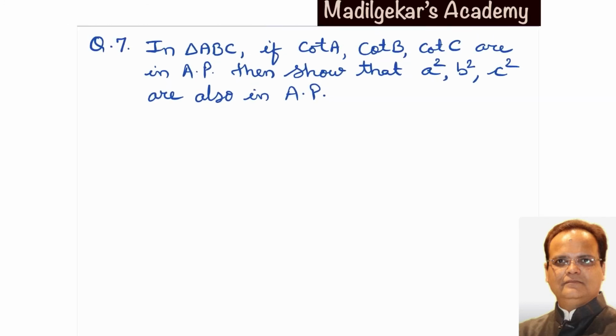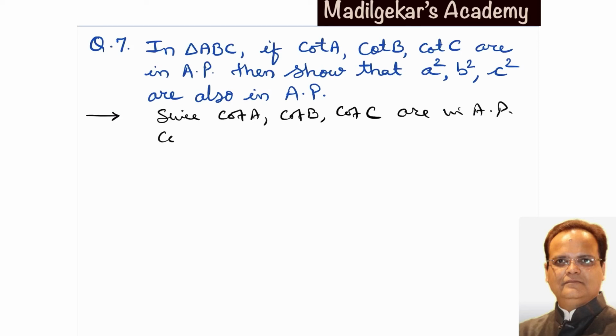Let's switch to question number 7 now. In triangle ABC, if cot A, cot B, cot C are in AP, then show that a square, b square, c square are also in AP. Since cot A, cot B, cot C are in AP, we have cot C minus cot B equals cot B minus cot A.